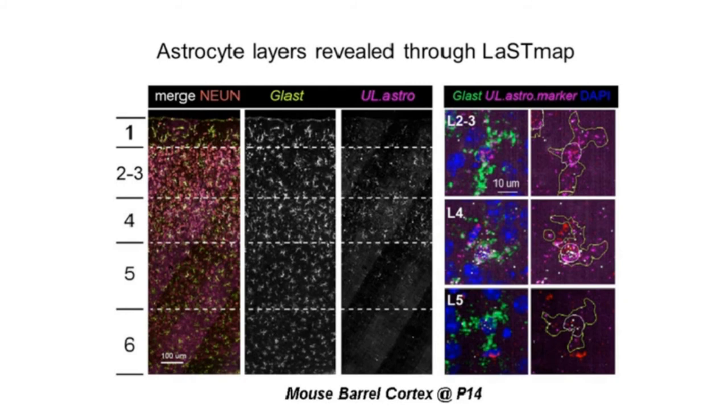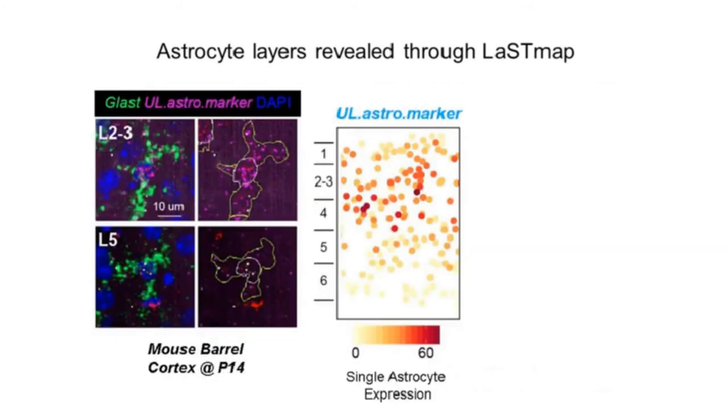You can also see this when you look into the high magnification images of single astrocytes. This upper layer astrocyte marker, in magenta, is highly abundant in upper layers 2 to 4, but its expression is notably absent from layer 5. So to be able to map the precise spatial distribution of astrocyte layers and compare them to neurons, we then went about quantifying this layer astrocyte gene expression pattern at the single cell level.